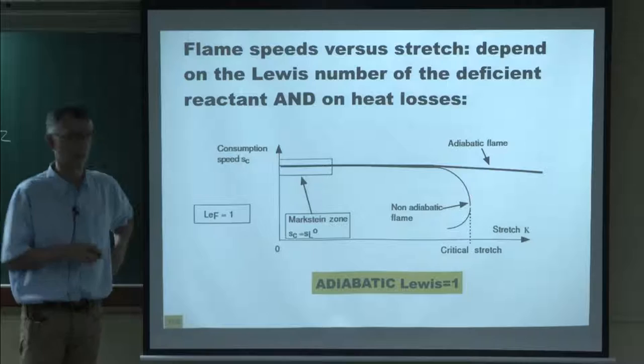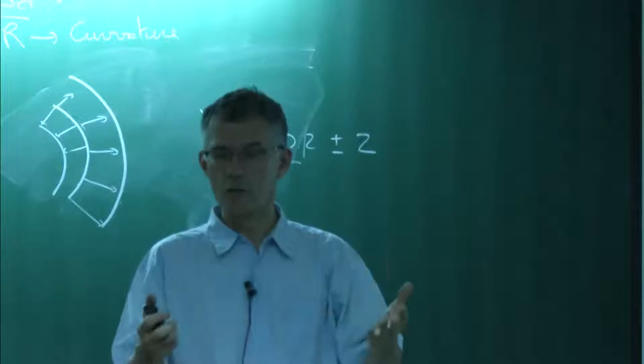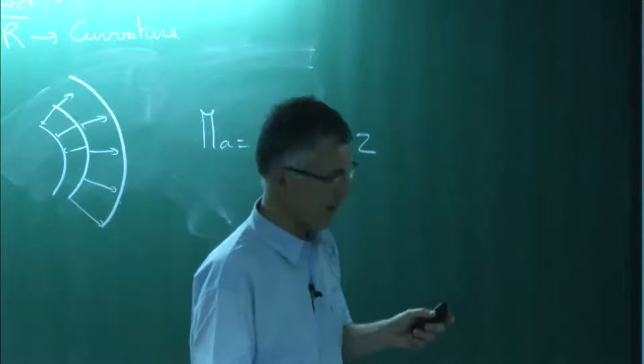You know, the combustion community likes this turning point, which really means that here you quench the flame. And we know that you can do the experiment. If you take the stagnation point flame, you ignite it, you increase the velocity, at some point, poof, the flame goes away. So we know that we can quench a flame because of stretch. Now this depends on the Lewis number. This is the result for Lewis number equal to unity.